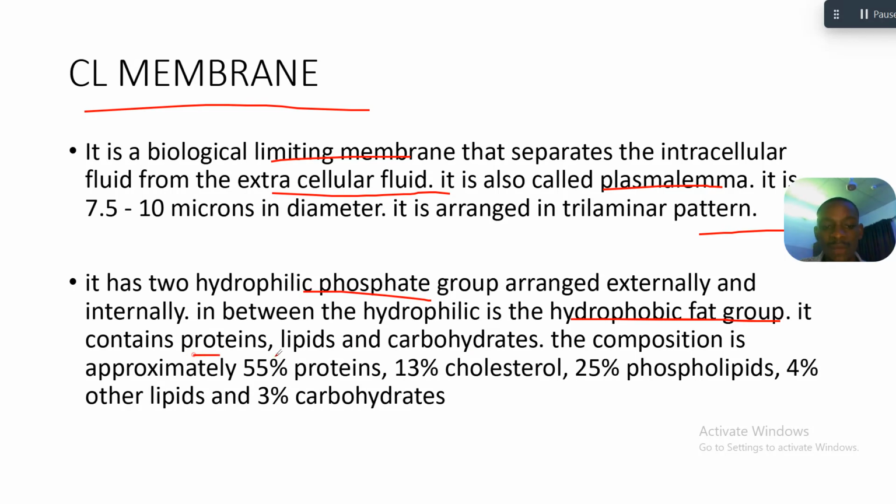It contains what? Proteins, lipids, carbohydrates. Now, the composition of this layer is very important, and this can make up an MCQ question. First of all, you see that the protein is 55%, cholesterol should be 13%, phospholipids should be 25%, other lipids should form 4%, and other carbohydrates should form 3%, okay.